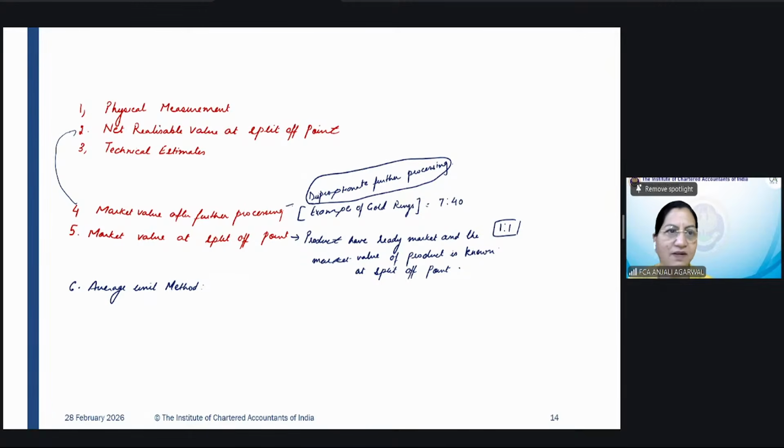Why is ICAI recommending it? Because it's basically talking about net realizable value, which starts from market value after further processing. So that is recommended. And this method will be recommended when further processing costs are exactly proportionate and all the products are subjected to further processing cost or all are not subjected. So there is no difference between different products. Okay. Is it correct? Is it clear, Anil, now?